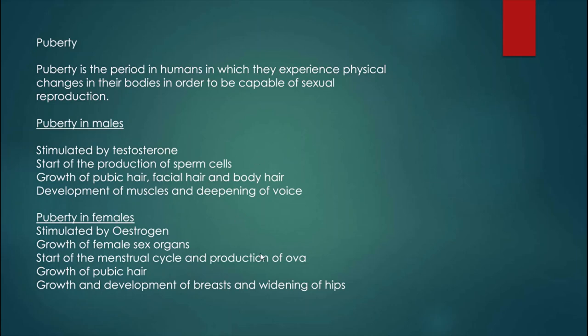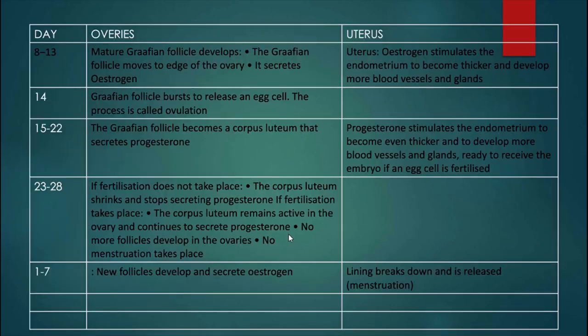Now let's look at the menstrual cycle. Let's look at number 1 to 7. This should be our start. New follicles develop and secrete estrogen, right? Where? In the ovaries. Now let's look at the ovaries from day 8 to 13. After the new follicles have developed and secreted estrogen, the mature Graafian follicle develops from the follicle. The Graafian follicle moves to the edge of the ovary and it secretes estrogen.